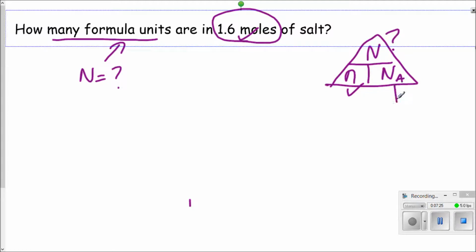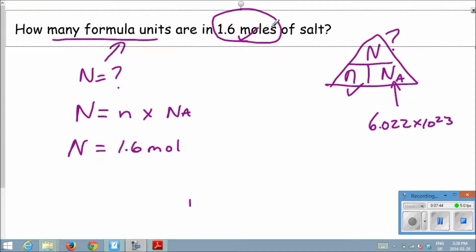So the question is, do I know Na? Well, yes, we do. Na is a constant, and you're always going to remember this number. So let's take a look at this. We want to cover up N, and what it says is N equals n times Na. So let's just fill in our numbers, and let's calculate. So if we take a look up here, you know I've written moles, M-O-L-E-S. Well, whenever we write it as a unit, we write it as M-O-L. Sorry, just M-O-L. Don't ask me why, that's how we do it.